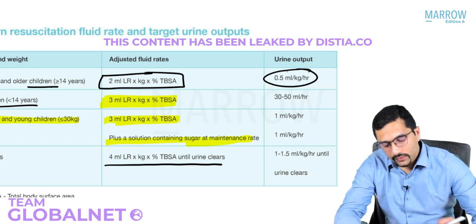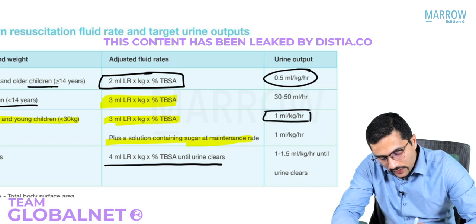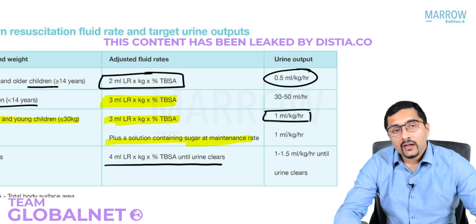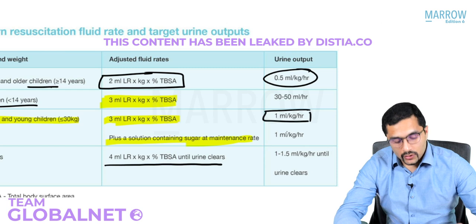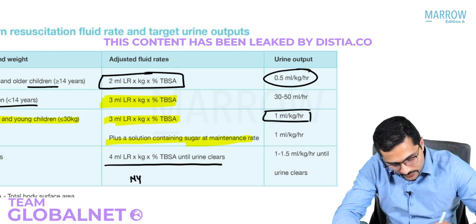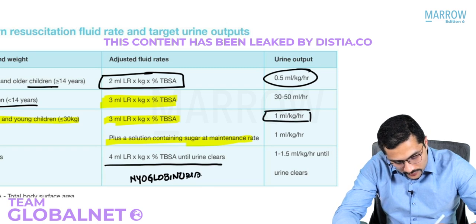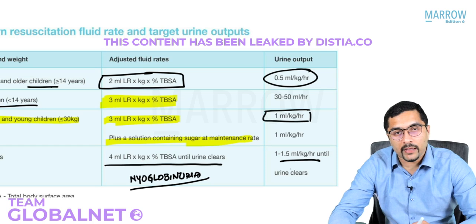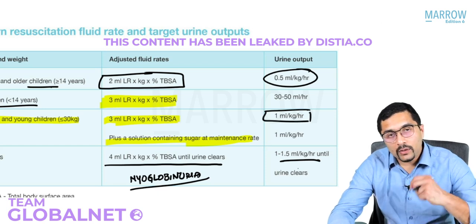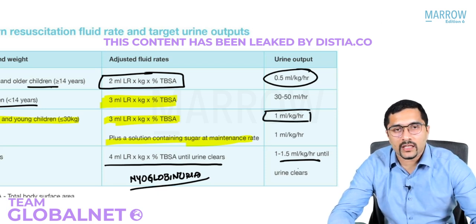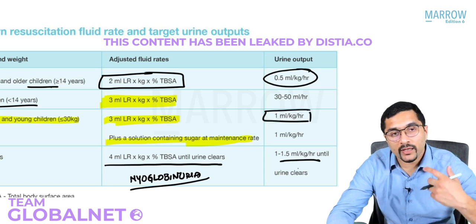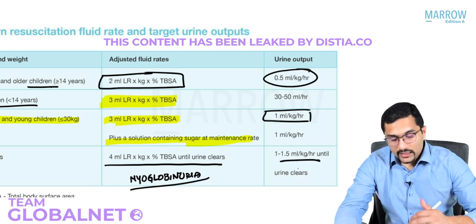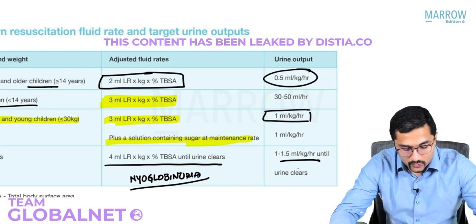In children, of course, we want a higher urine output of 1 ml per kg per hour. If there are electrical burns, you always have the risk of myoglobinuria. So you want a higher urine output of at least 1 to 1.5 ml per kg per hour, and you will continue fluids till the urine becomes clear. The urine is not brownish, it becomes clear. So these are the ATLS formulae which you should know about.